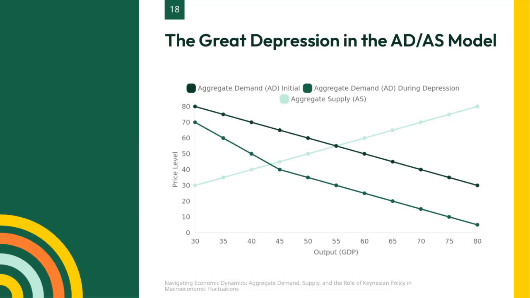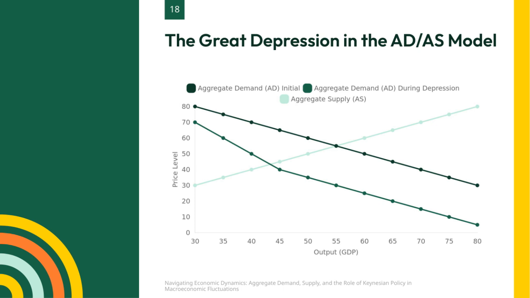Here we see a line chart illustrating the shifts in aggregate demand and aggregate supply during the Great Depression. The x-axis represents output, or GDP, while the y-axis shows the price level. The initial aggregate demand curve starts higher, indicating greater demand at each price level before the Depression. During the Depression, aggregate demand significantly decreases, shifting the curve downward and to the left, reflecting reduced consumer spending and investment. Meanwhile, the aggregate supply curve remains relatively steady, indicating that production capacity didn't shift as dramatically.